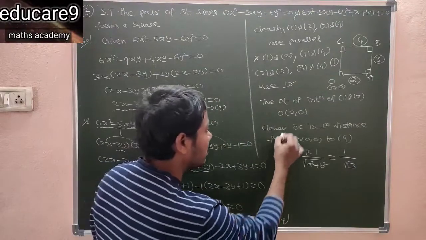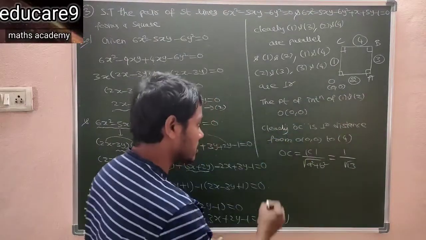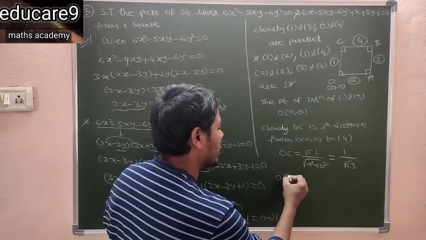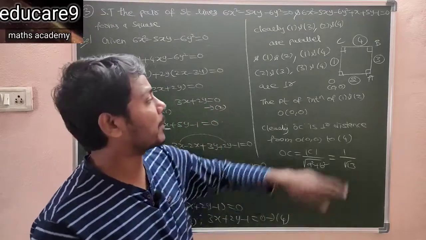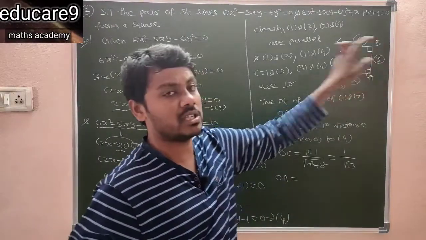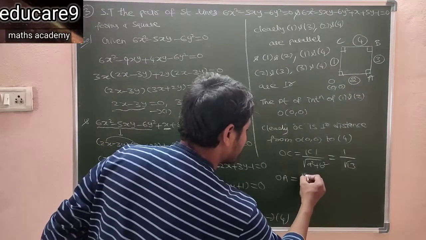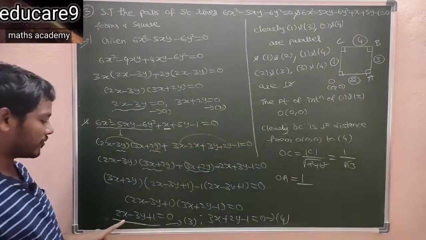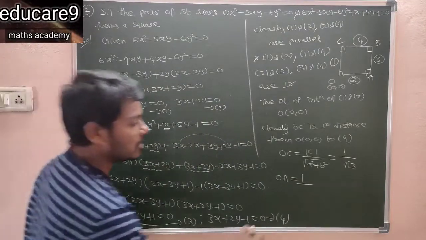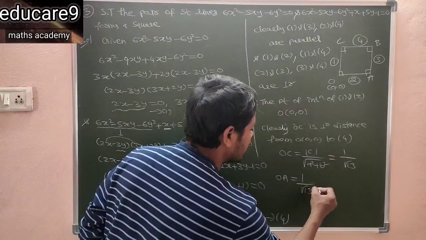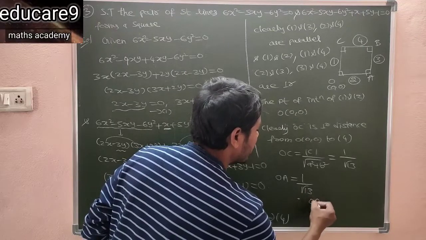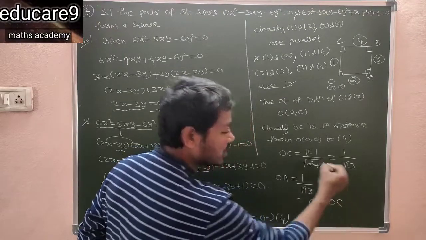Similarly, find OA distance. Here OA is also the perpendicular distance from origin to equation 3. So what is it for this one? That is modulus of 1, that is 1 only, by square root of 2 square plus minus 3 whole square. So that is also root 13. So therefore, OA is equal to OC.